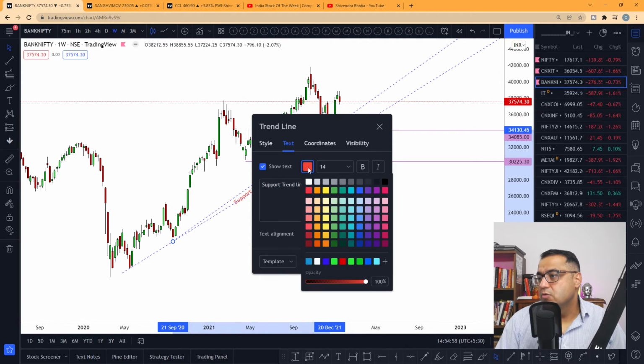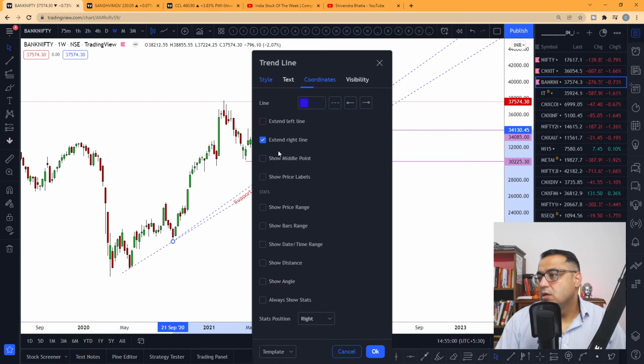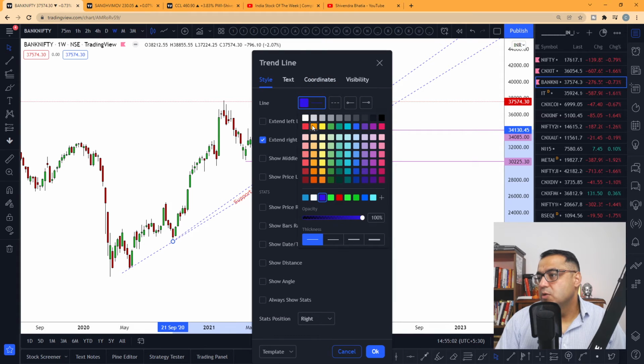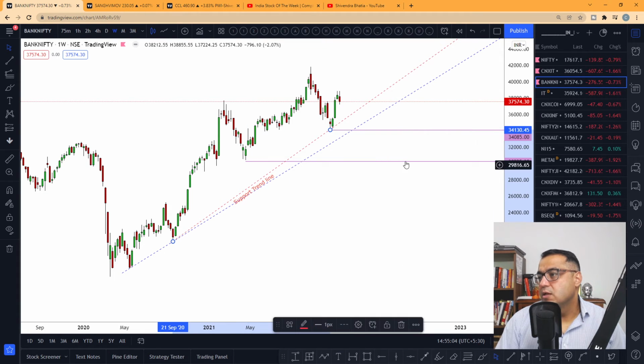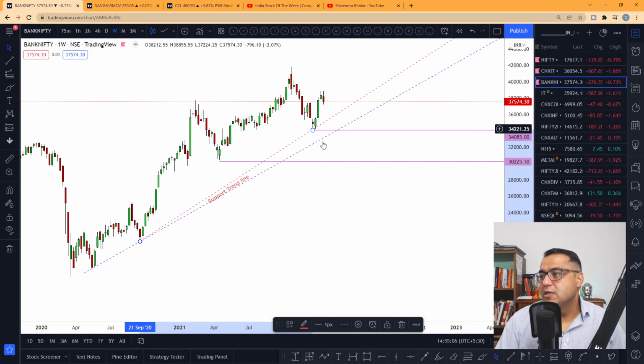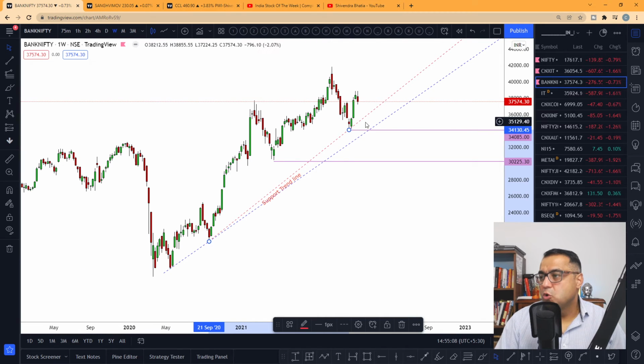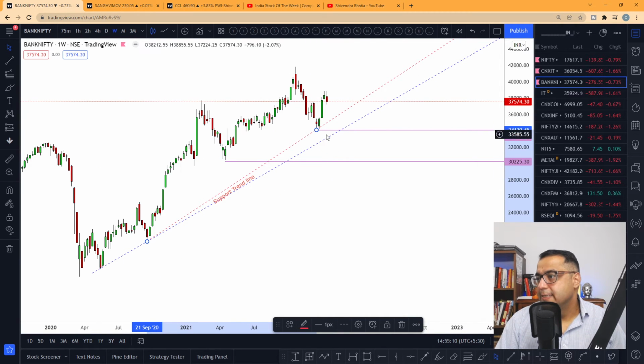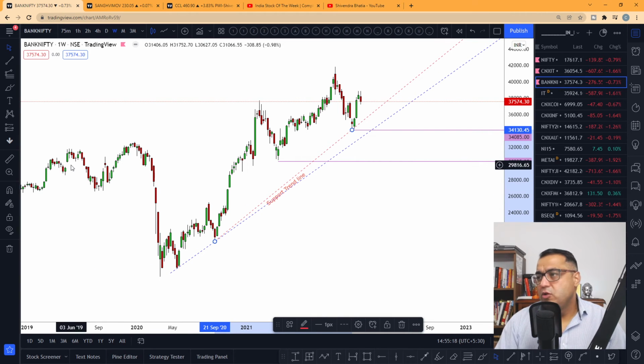I'll change the color so that we are clear. Let's make this one red. So the red one is where we see a support post-COVID. So we should see some support here. And the blue one is the next trend line. And this horizontal one is another support level. So hopefully you understand the key levels here, which are on the screen.